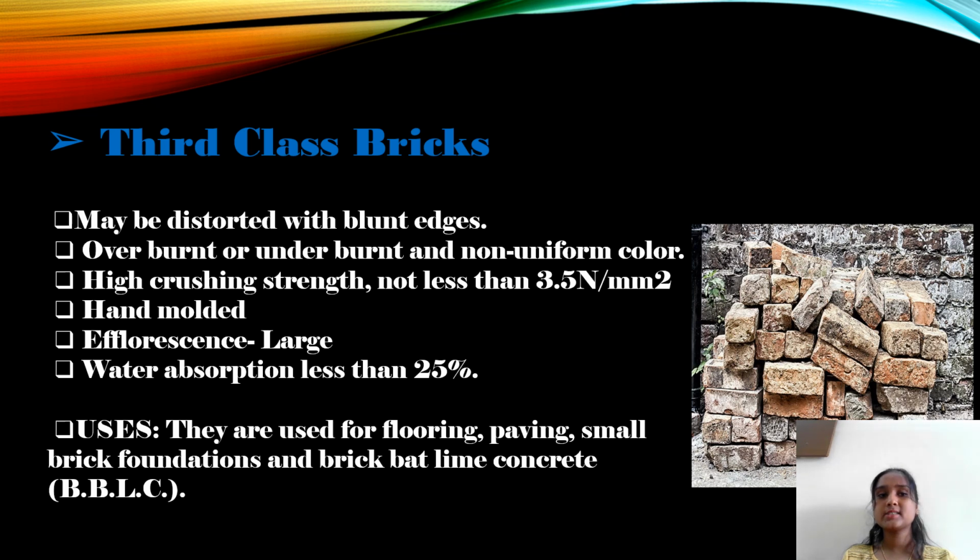Last type of bricks is third class bricks. These bricks may be distorted with blunt edges, overburnt or underburnt and non-uniform color. High crushing strength not less than 3.5 Newton per millimeter square. These bricks are hand molded, efflorescence is large, water absorption is less than 25%. These bricks are used for flooring, paving, small brick foundation and brick pad lime concrete.